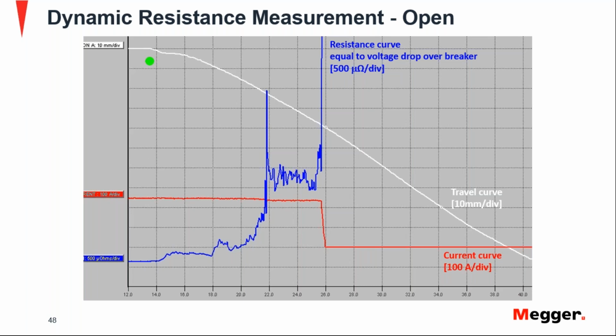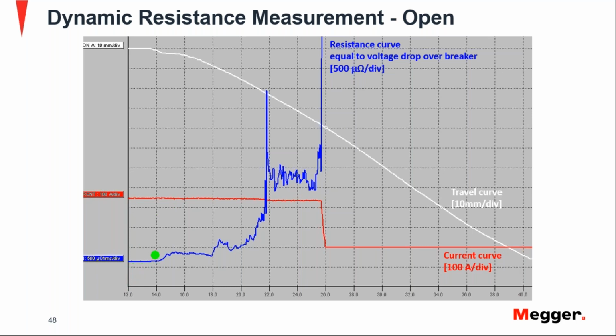You get the travel curve here. You see the breaker is closed, and at a certain point it starts moving because the coil has already actuated, and then the travel goes to the open position. While you're doing that, you're injecting constant current, and this is the result of that voltage drop because of the current. So now you see the resistance.